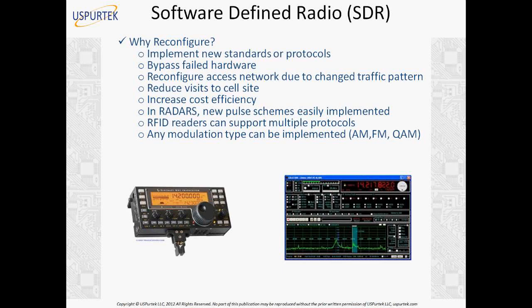Reconfigure the access network due to changing traffic patterns. So you could redeploy your resources on the base station for peak traffic or for low traffic. Like at midnight in a specific location, traffic is very low. The same resources could be used by something else.